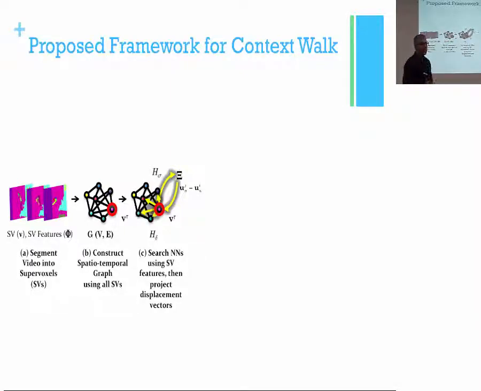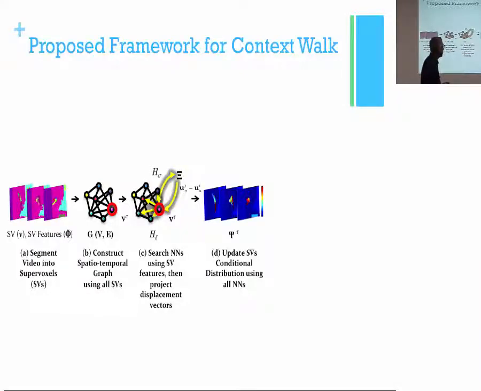Using these projected vectors, we generate a conditional distribution for that particular step of our context walk, as shown over here. So voxels would be assigned different confidences based on the projection vectors from our composite graph. And this is telling us the confidence of the voxel belonging to that particular action.